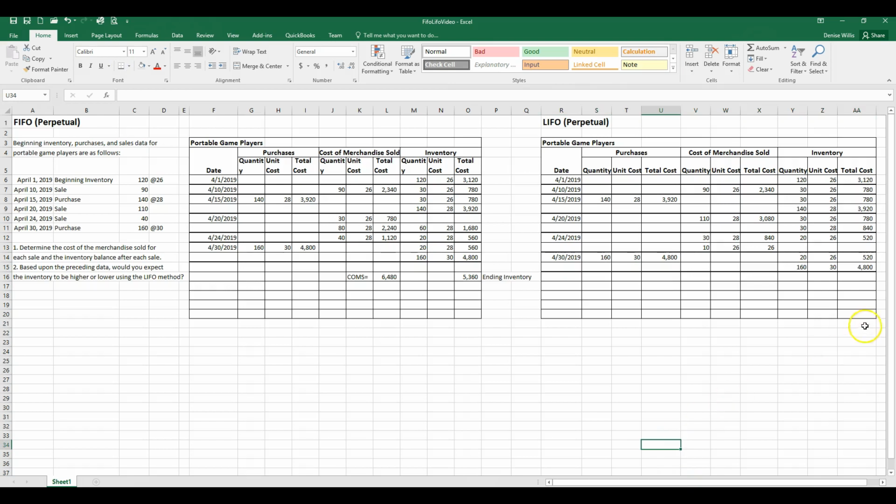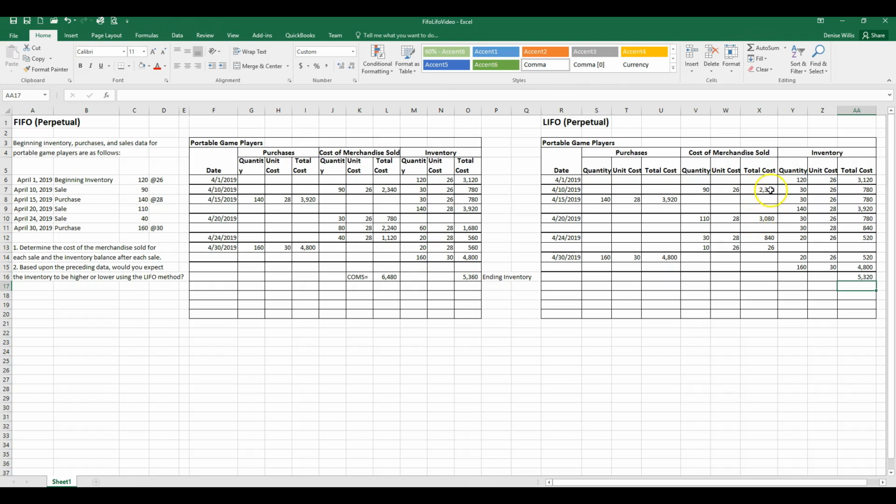Okay, so what is our ending inventory? Add these two up together right here. Ending inventory here is 520 plus 4,800. Okay, that's 5,320.